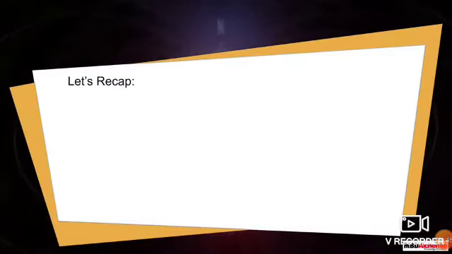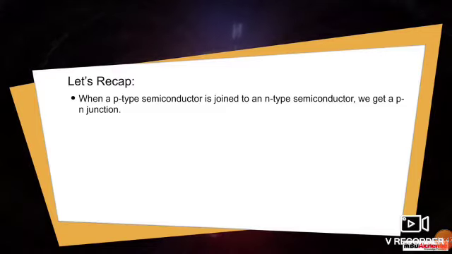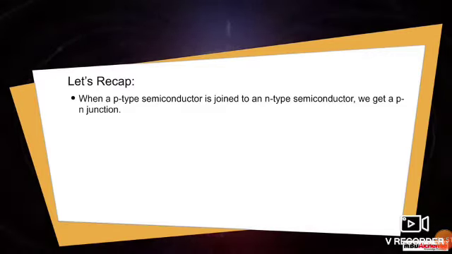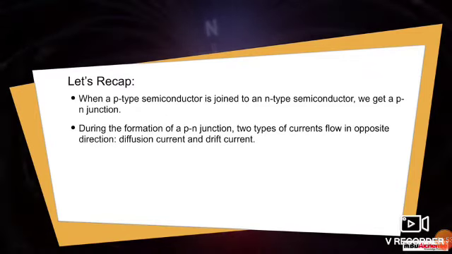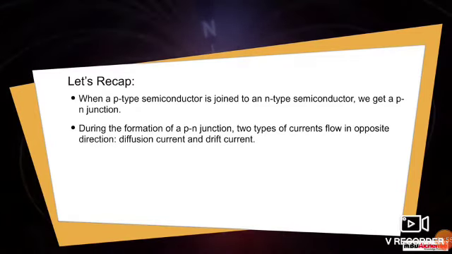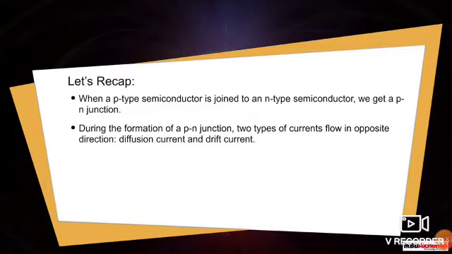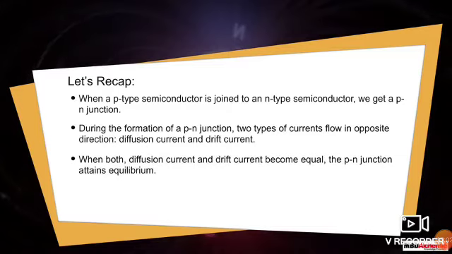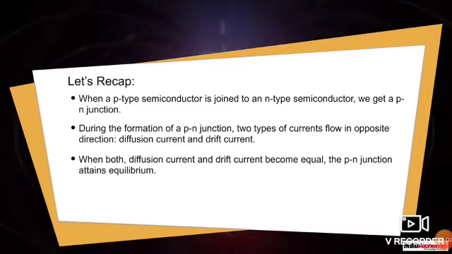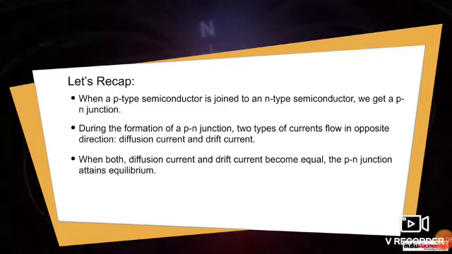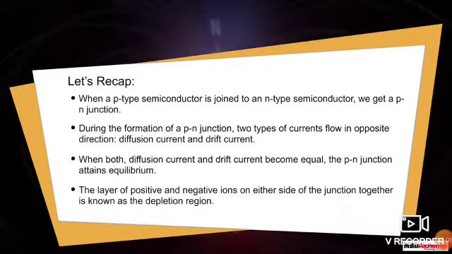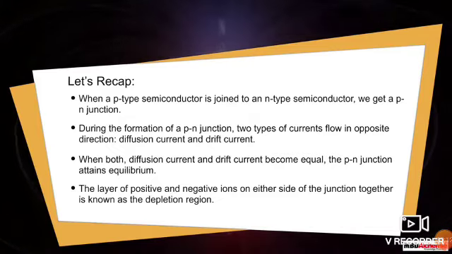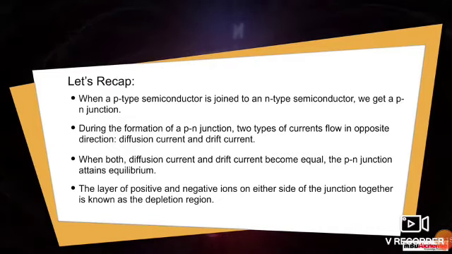Let's recap. When a p-type semiconductor is joined to an n-type semiconductor, we get a p-n junction. During the formation of a p-n junction, two types of currents flow in opposite directions: diffusion current and drift current. When both diffusion current and drift current become equal, the p-n junction attains equilibrium. The layer of positive and negative ions on either side of the junction together is known as the depletion region.